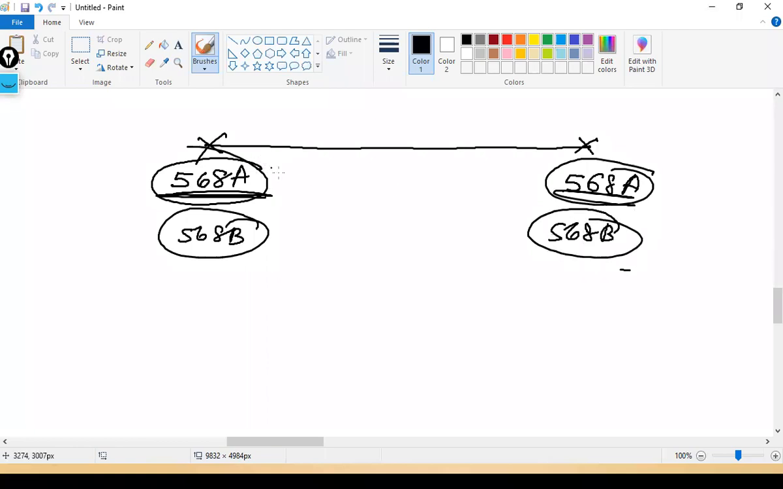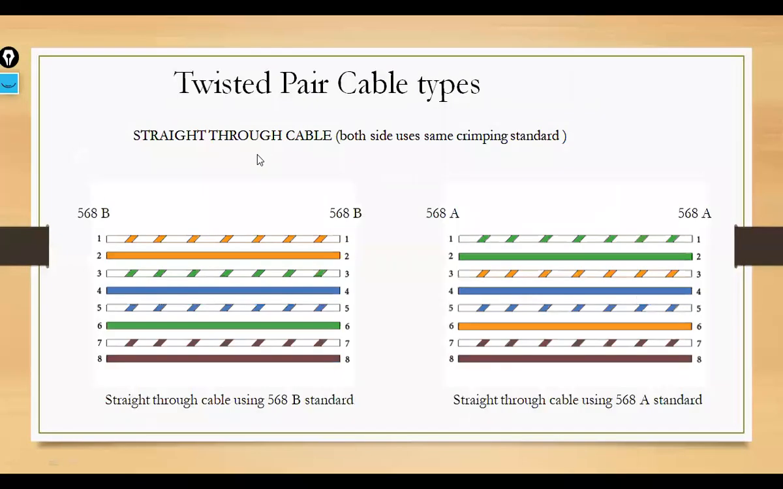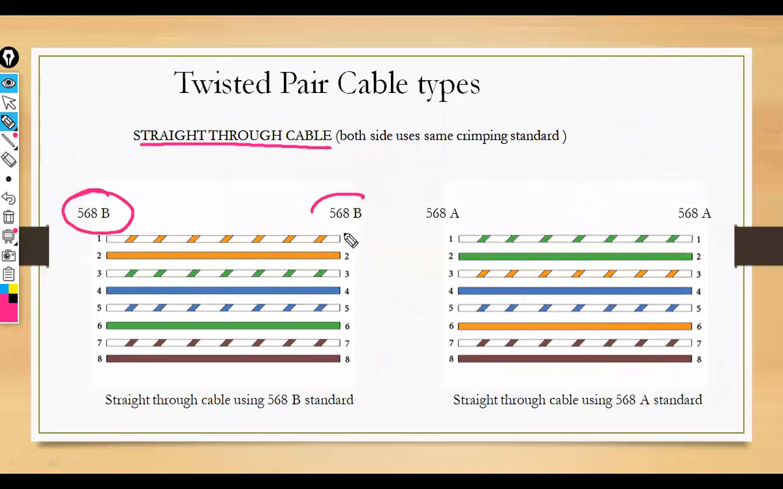If you crimp the same standard on both the ends, then that is called a straight through cable. Okay, when you are crimping, both ends will be the same: 568B, 568B, or 568A, 568A. Both sides will have the same crimp.